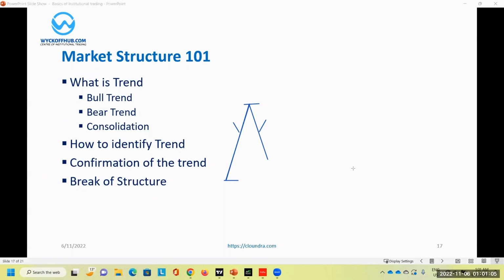Okay, now this entire impulsive leg, remember how we divided a candlestick into two parts, 50% above and 50% below. We simply did the 50%, the premium and the discount. We will do the same here as well. So this is our discounted zone, and this is our premium zone, right?